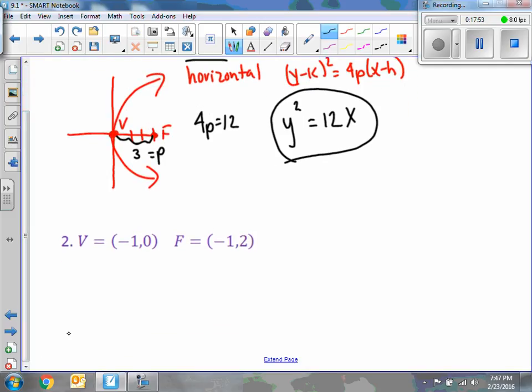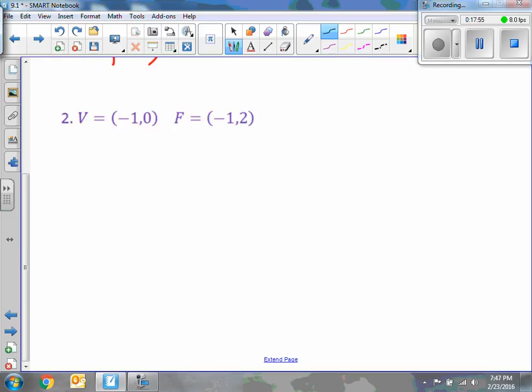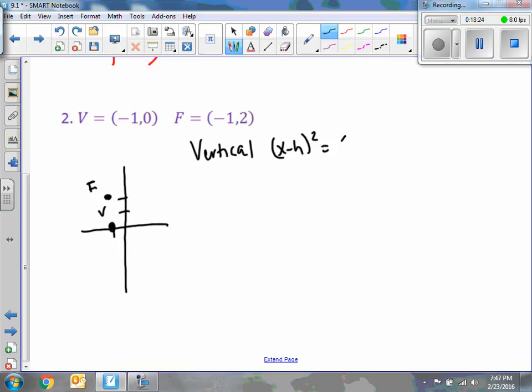As I just stated when doing the last one, you always want to start with a drawing. Just a quick little sketch. So my vertex here is -1, 0. My focus is -1, 2. Right away, what this tells me is I have a vertical parabola. Vertical parabola will always take the equation x minus h squared equals 4p times y minus k.